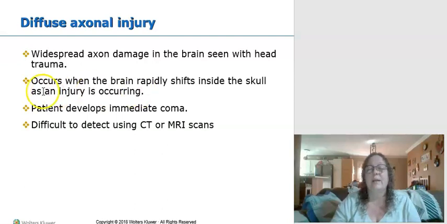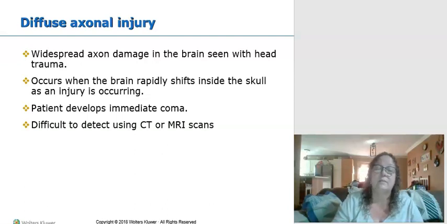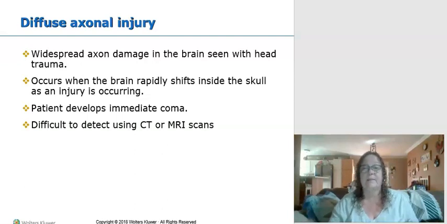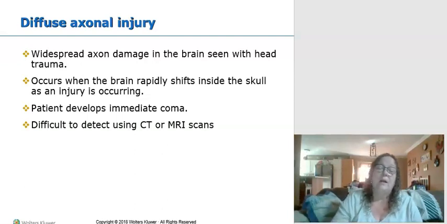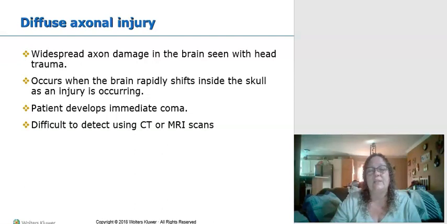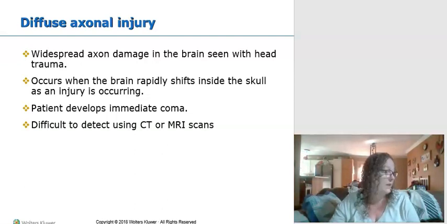It occurs when the brain rapidly shifts inside the skull. As the injury occurs, the hallmark sign or symptom of this is immediate coma. And this is very difficult to detect using a CT or MRI. It's usually diagnosed by ruling out other issues.